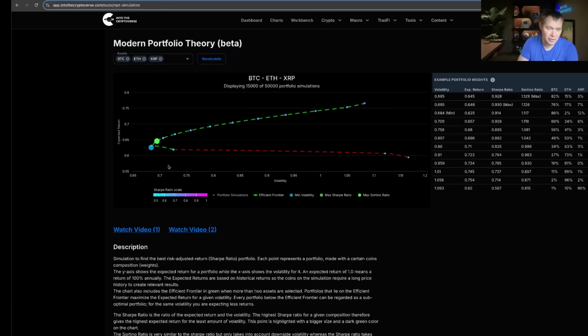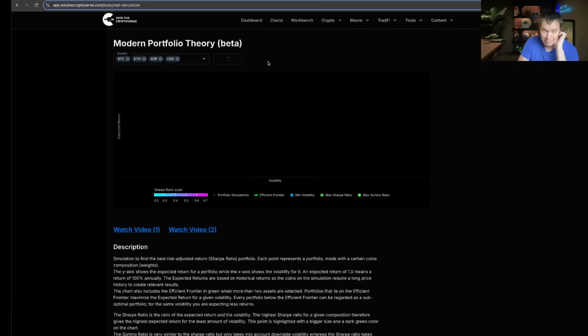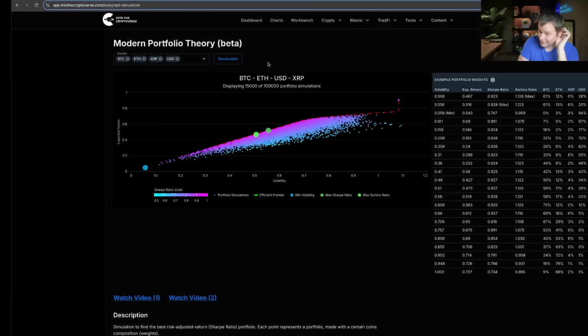You can also come in here, and if you want to add, say, US dollars, you could add that in and see what happens to the chart. And it looks kind of weird, honestly, when you add in US dollars. It's not normally meant, I don't think, to really be in there in this way.